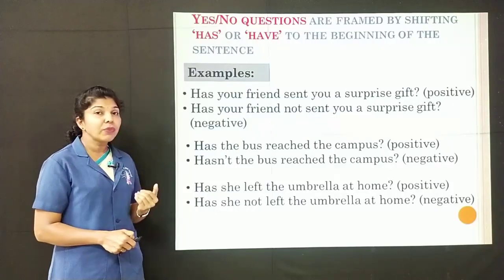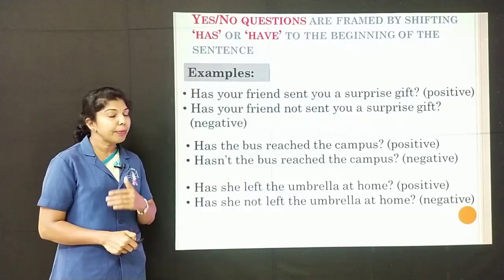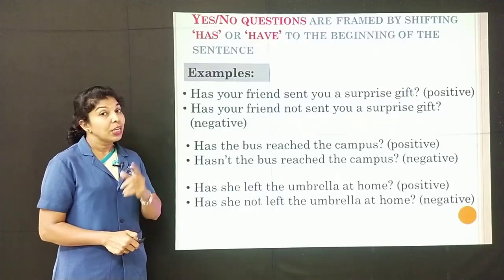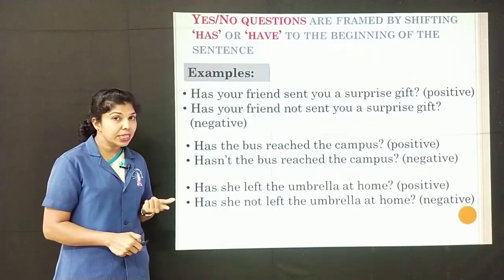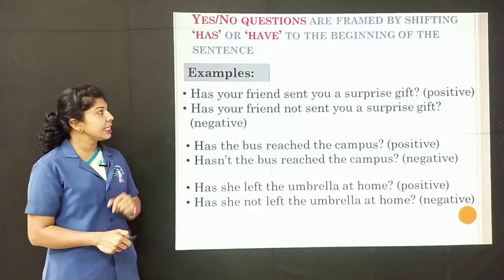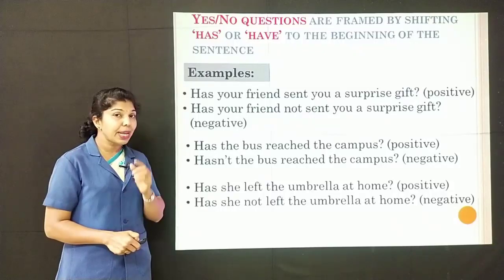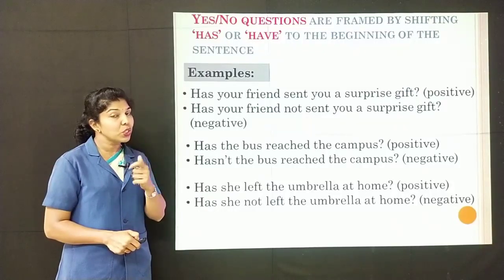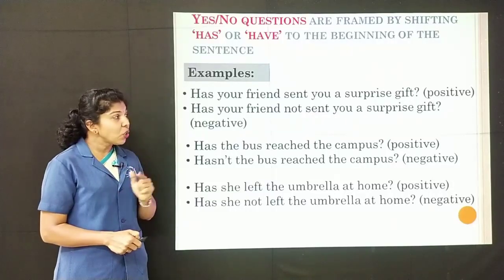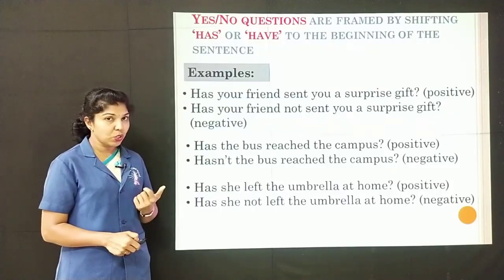We can bring the having verbs has or have to the front position to frame yes or no questions. And for yes or no questions, you can either have a positive sentence as the response or a negative sentence as the response. Let us see the examples now. Has your friend sent you a surprise gift is a positive yes or no question. The negative yes or no question is, has your friend not sent you a surprise gift? This is a negative yes or no question.